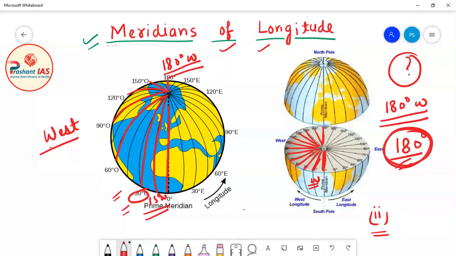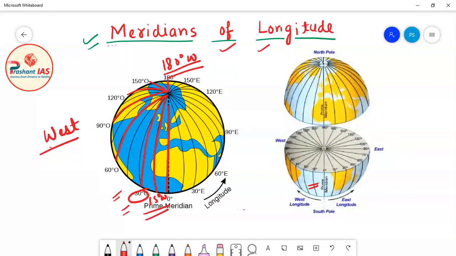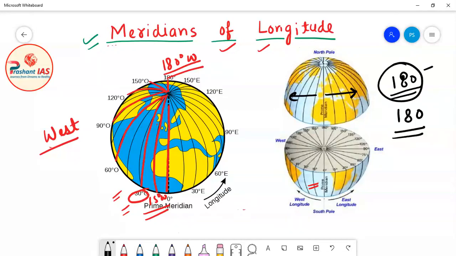Okay, and now if we combine both stories, then what can we say? After combining both the stories, we can say that we can draw 180 degrees of longitude, or we can simply say we can draw 180 meridians of longitude in the east direction, and we can also draw 180 meridians of longitude in the west direction. Okay, so what is the conclusion? The conclusion is that we can draw 180 meridians of longitude in the east direction, and we can draw 180 meridians of longitude in the west direction.